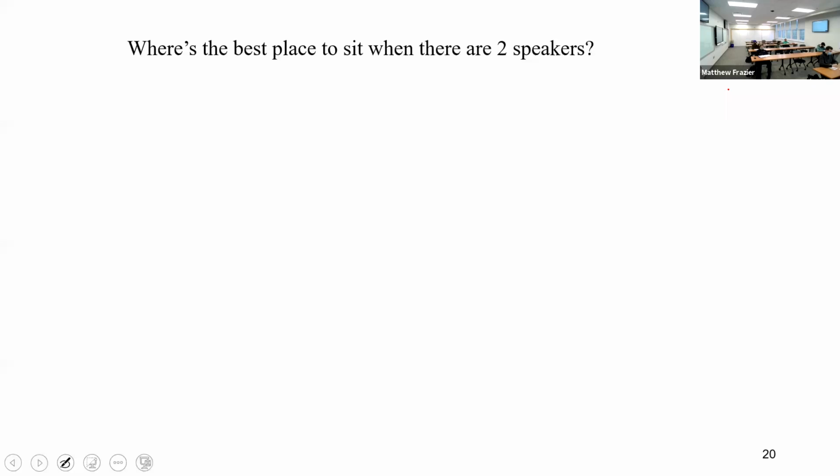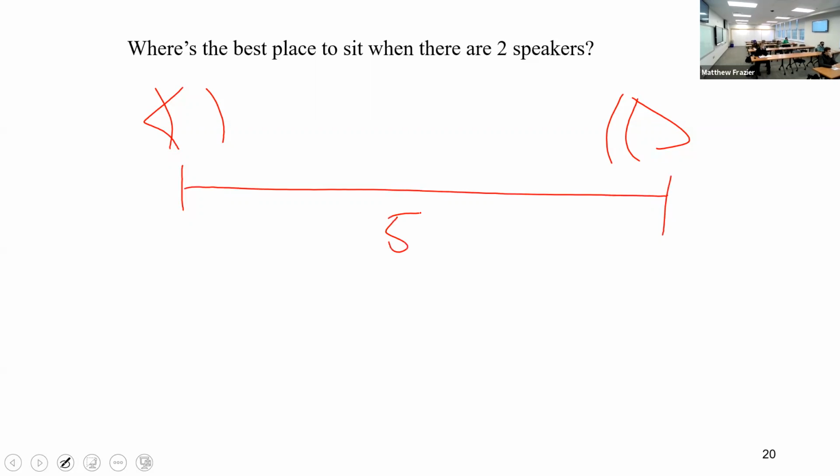So this is just a question. Where's the best place to sit when you have two speakers? There's kind of an obvious answer, right? If you wear earphones, you have two speakers. You don't put one on one ear and then one across the room. You put them basically equidistant. But the gist is, if we have two speakers, say this distance is 5 meters, then you might want to be 2.5 meters if you're right between them.